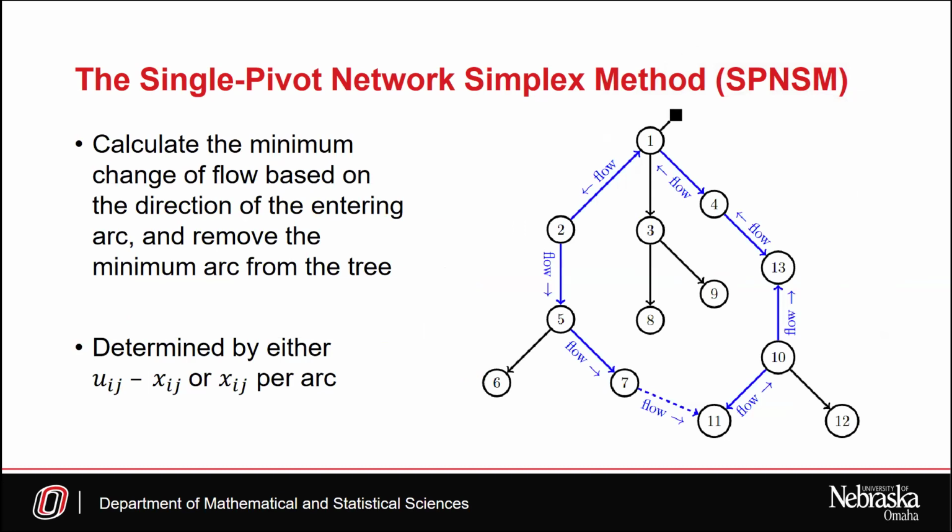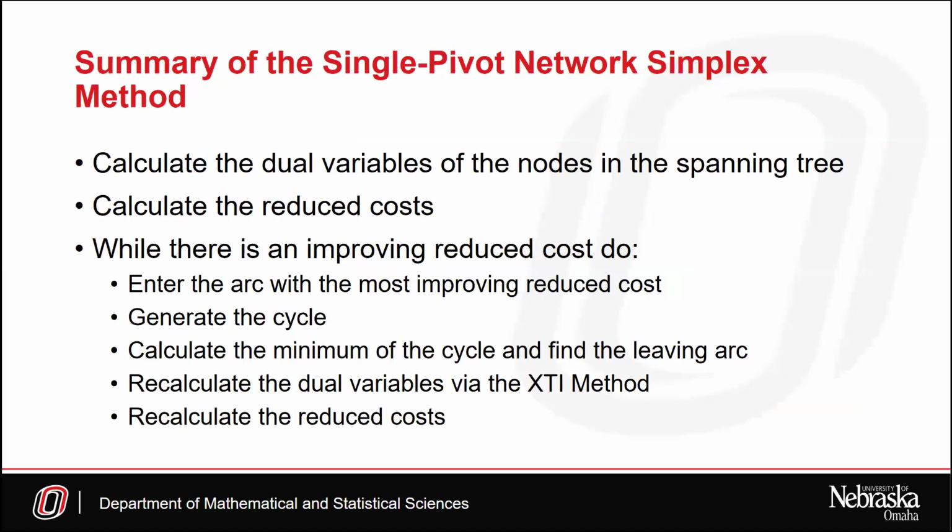If 7-11 is entering here, then 11 and 10 are against the flow of the cycle, and 10 and 13 are with it. And what we do is calculate the minimum in this direction for all arcs in the cycle, and the arc with the minimum leaves, to counteract the effect of entering an arc.